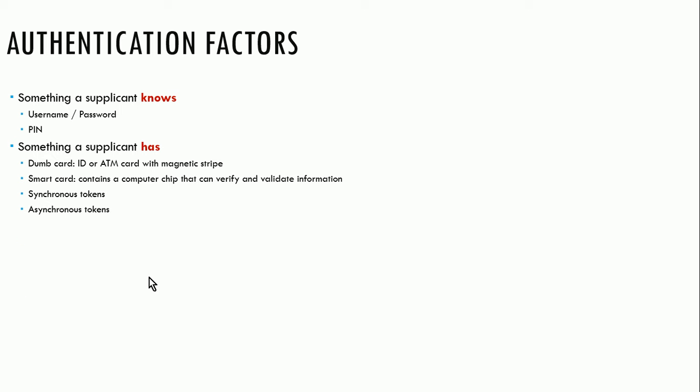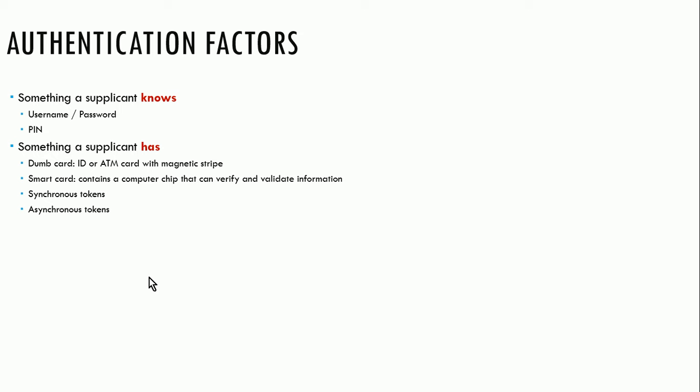Synchronous tokens and asynchronous tokens, these are things you may have seen, like the little RSA keychains that have a number that changes periodically, and you have to have that number in order to log in. And because the number is constantly changing, you can't just take a picture of the number and go and log in two hours later. That number would have changed a hundred times by then.